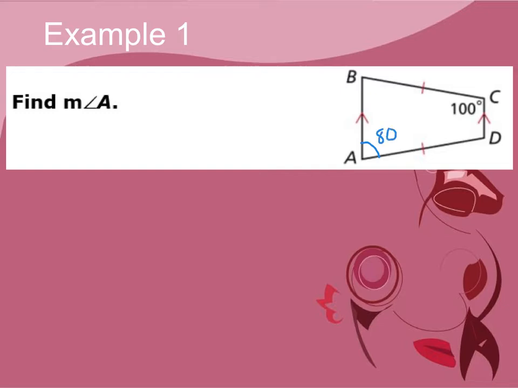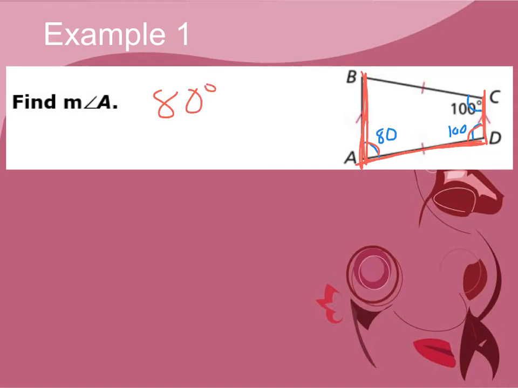It's 80. Because we know that the base angles are the same, so this angle, although this trapezoid is sideways, this one and this one are base angles, so this angle, angle D, is also 100. And since these two lines are parallel, and this is our transversal, angle A and angle D are consecutive, same side interior angles, so they add up to 180. So angle A is 80 degrees.